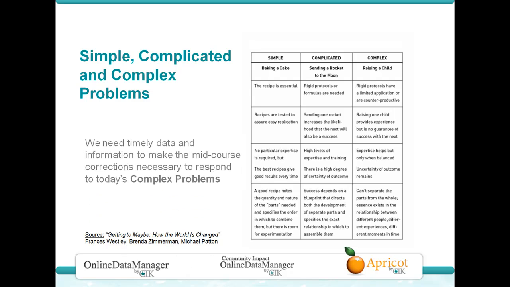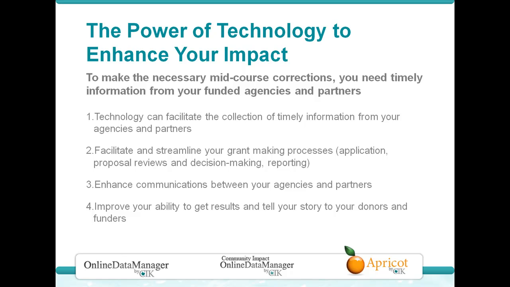So that's why it becomes necessary to have timely data that we can make the mid-course corrections. We can't assume that everyone getting exactly the same service modality or the same number of hours of counseling or whatever that may be is going to automatically come out with the same level of outcomes. We have to have the flexibility to make mid-course corrections. So if something's not working, we can change it and modify it. And so that's why technology becomes so important, because technology can facilitate that collection of timely information. It can help you streamline your grant making process so you have more time to devote to community engagement and care.